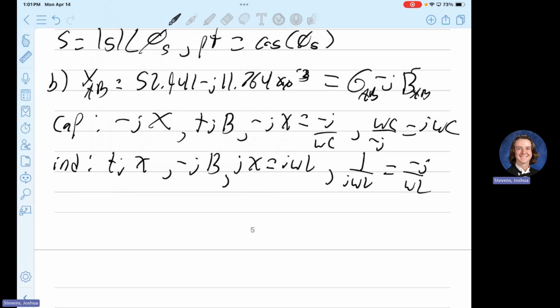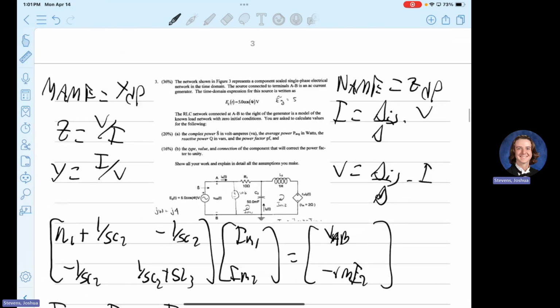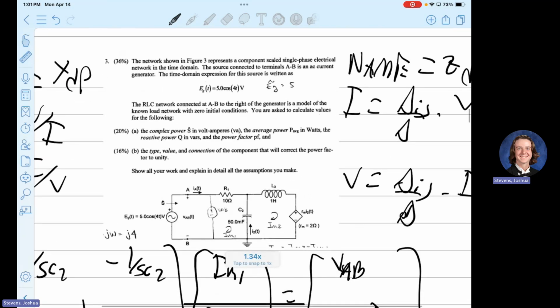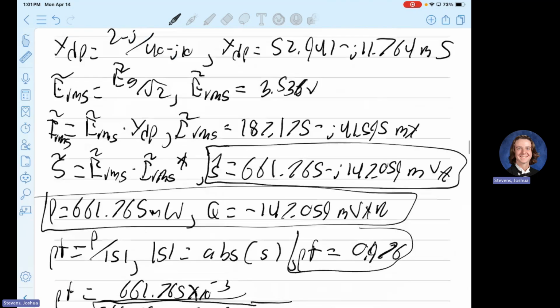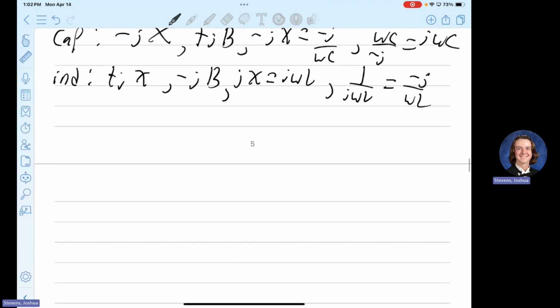Do we even really need that value of the inductor? Let's see. The type, value, and connection of the component that will correct the power factor to unity. I guess we don't need the value of that inductor. I'm just going to tell you what it is, regardless. I'm just going to go there.